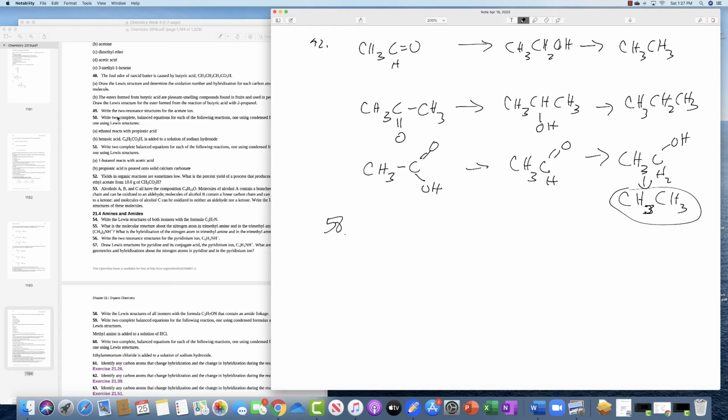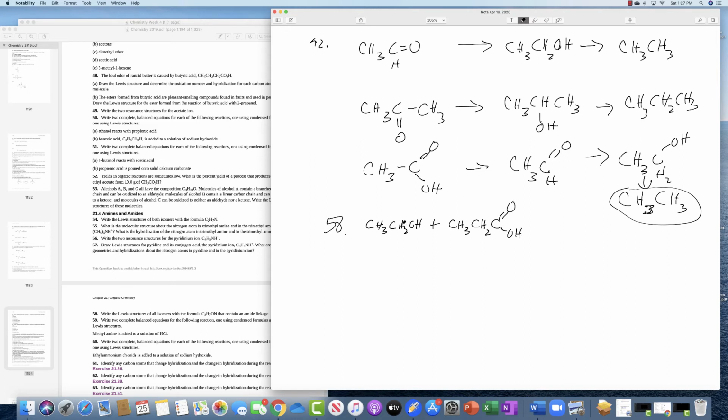So it says, write the complete balanced equation for each of the following, one condensed and one using Lewis structure. I'll let you play around with the Lewis structures. I like just looking at the condensed formula. Ethanol plus propionic acid. So ethanol is CH3CH2OH, plus propionic acid is CH3CH2C double bond O, OH.